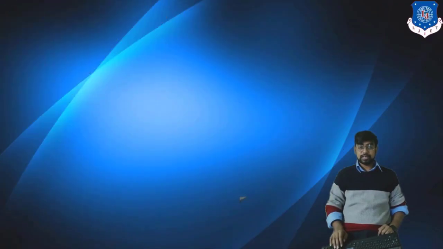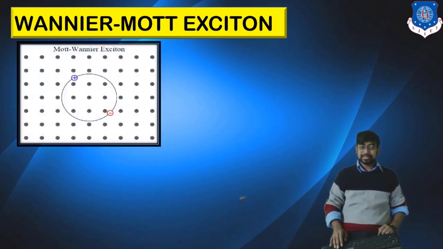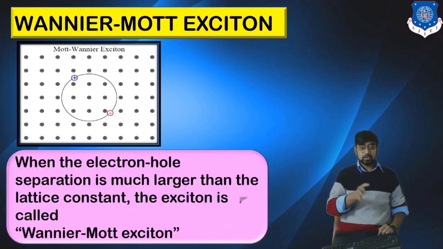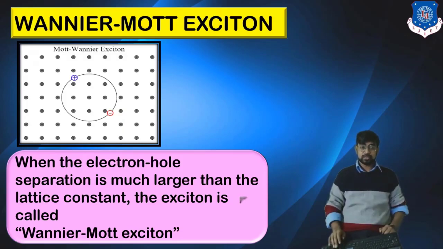So let's move on to the next one, that is the Wannier-Mott exciton. You can see from the diagram itself that the distance is very large. Okay, so when the electron-hole separation is much larger than the lattice constant, those excitons are the Wannier-Mott excitons. You can see from the diagram that the distance is very large, and in the case of the Frenkel, what was the scenario? That they were tightly bound with each other.